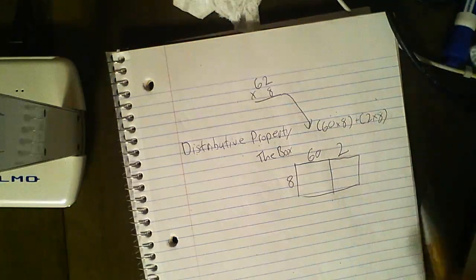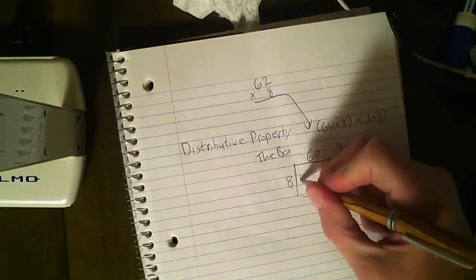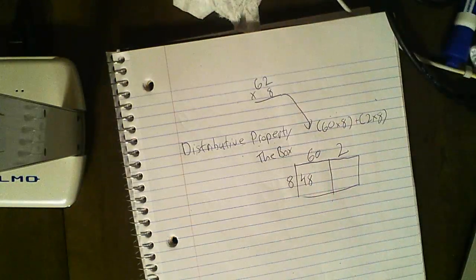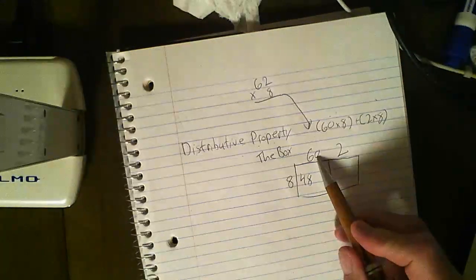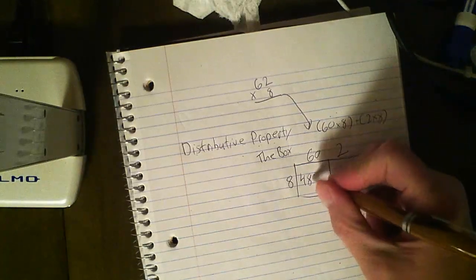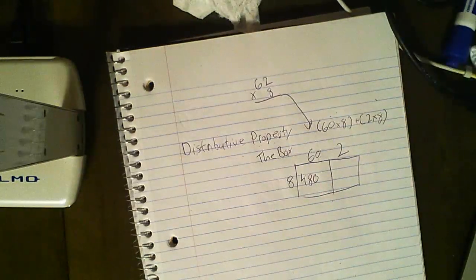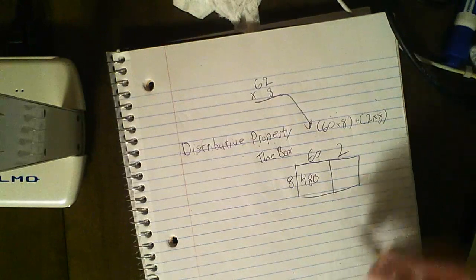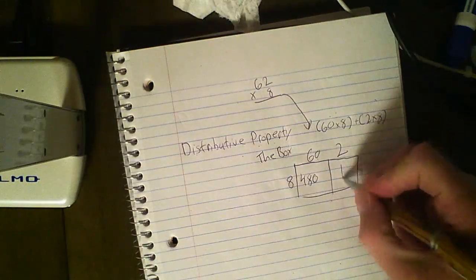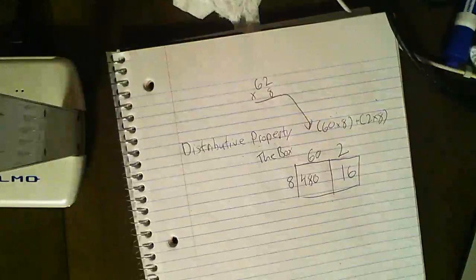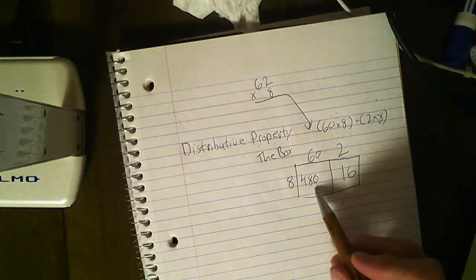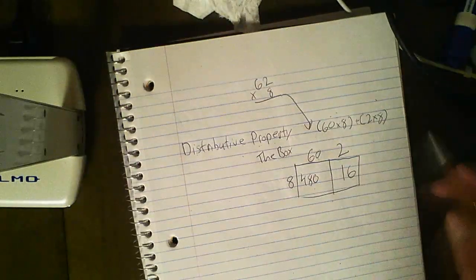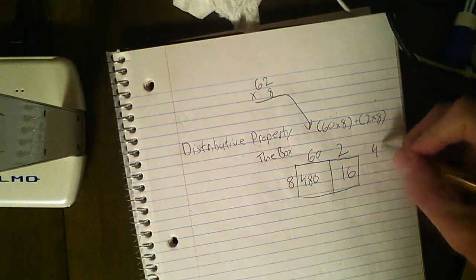Well, you know the basic fact is 6 times 8 is 48. And since it's 60 times 8, there's a 0 here, we put a 0 here, right? So 60 times 8 is 480. And then 2 times 8, of course, is 16. And now the next step, you have these two products, 480 and 16. Now we need to add them together.